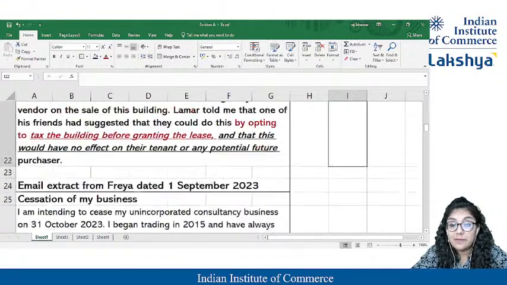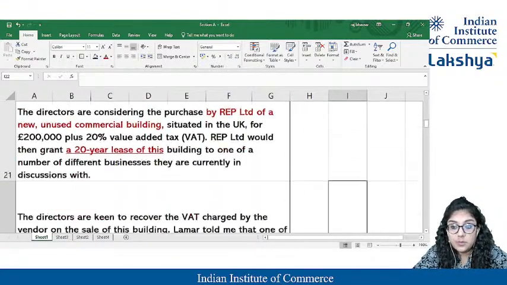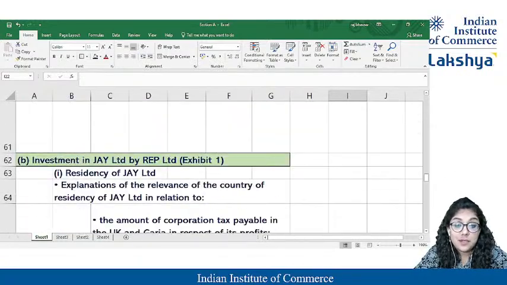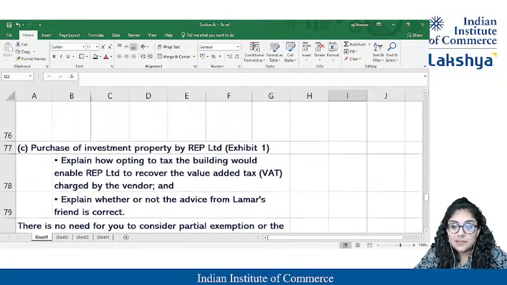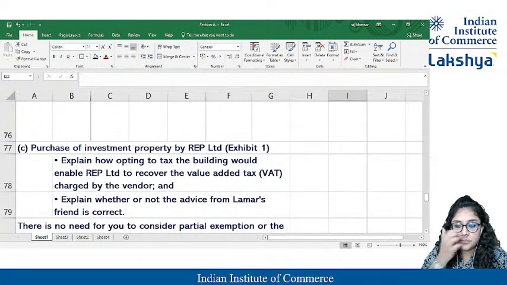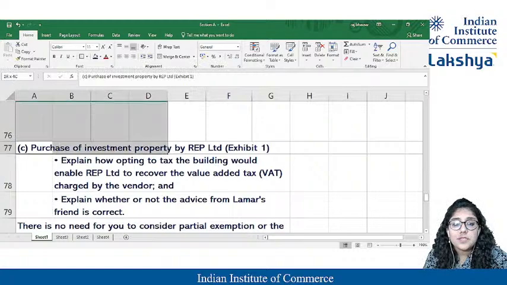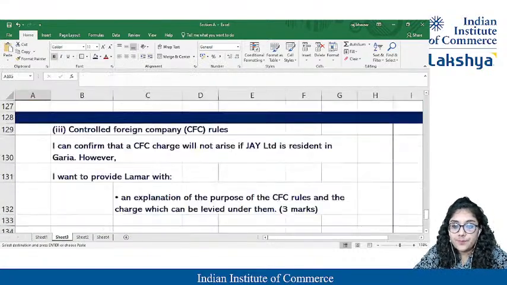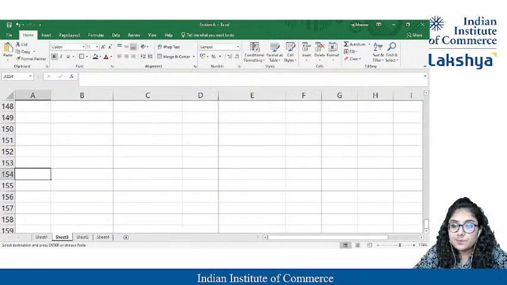So now we have to understand that much only was the question. Now let's see what they have asked us in the question. This is for Exhibit 1 and 2, that is the purchase of investment property by REP Limited. I will just make it over here.